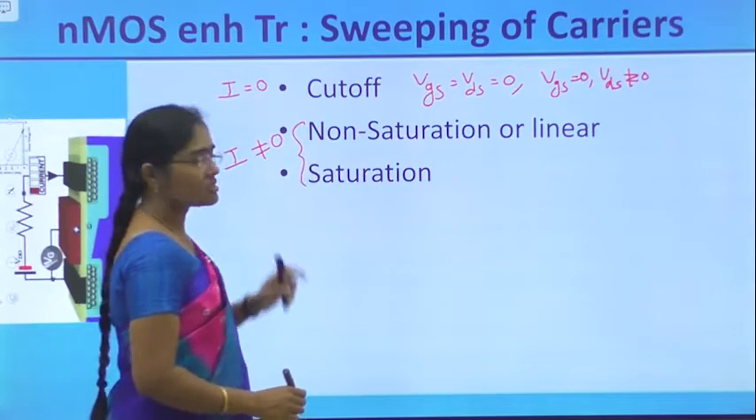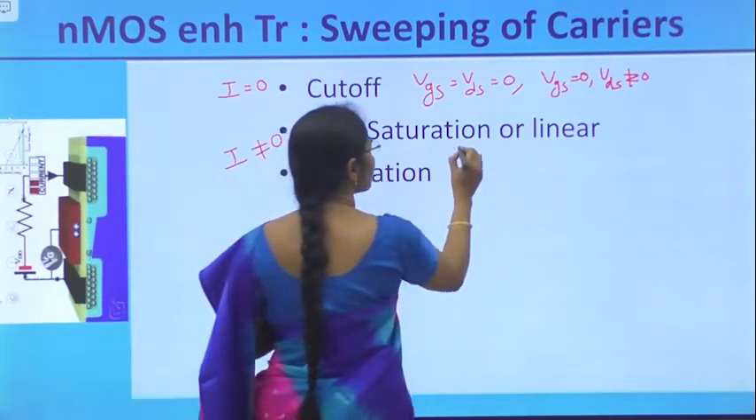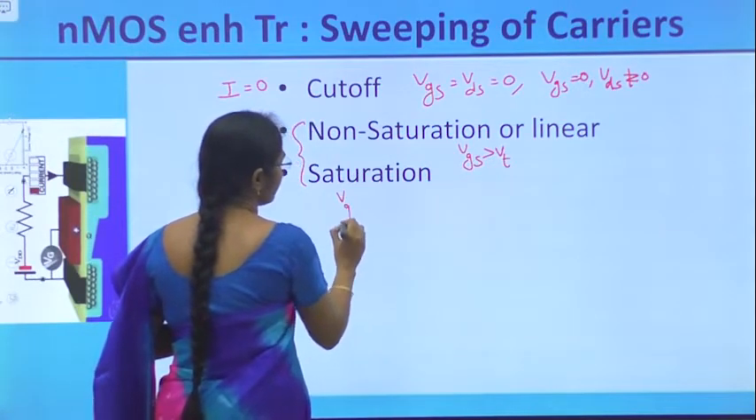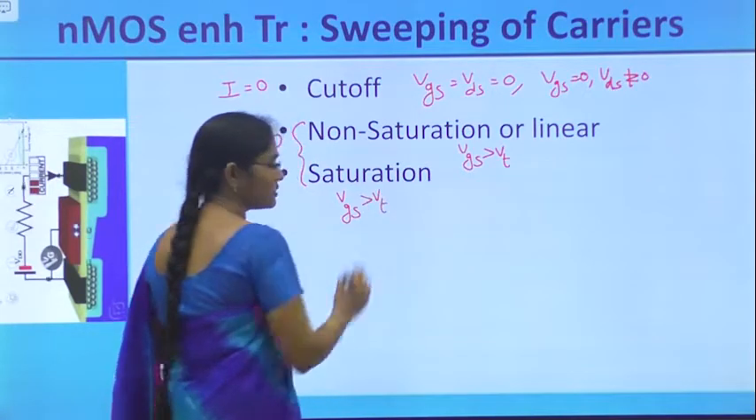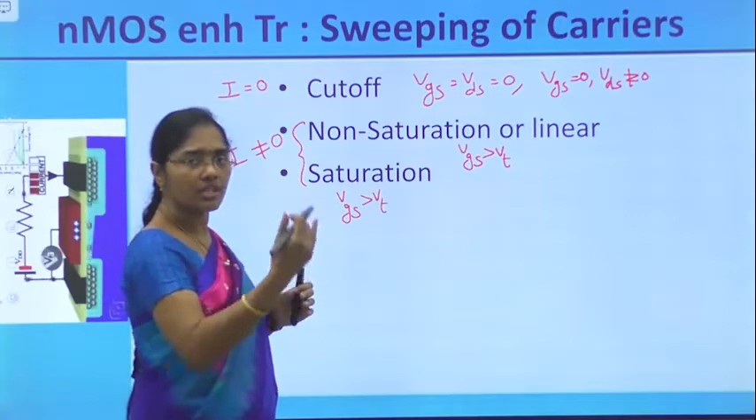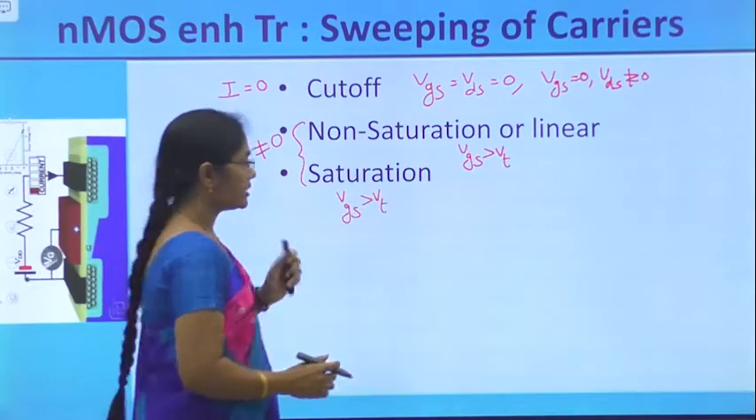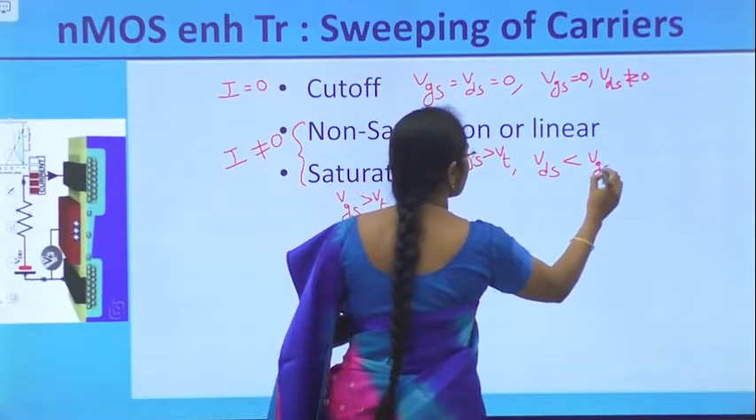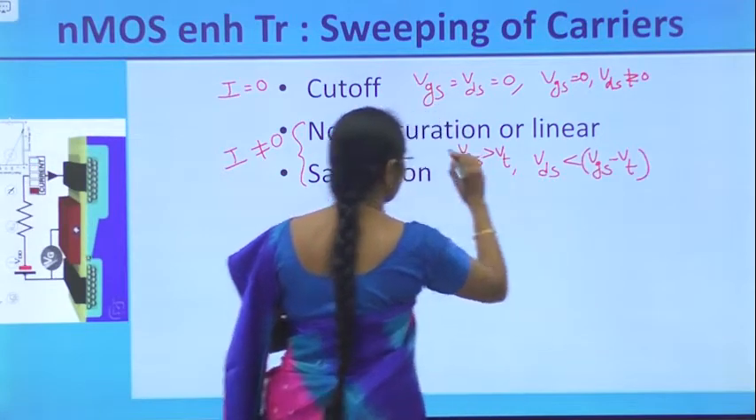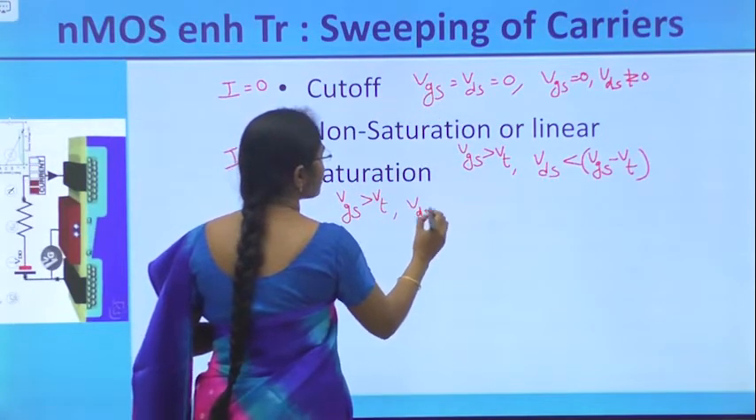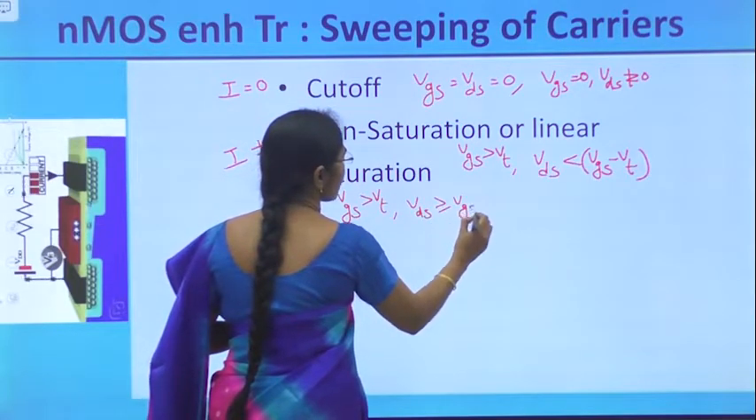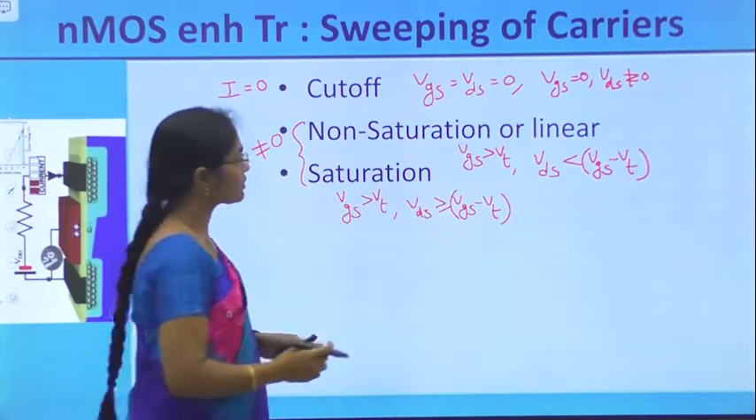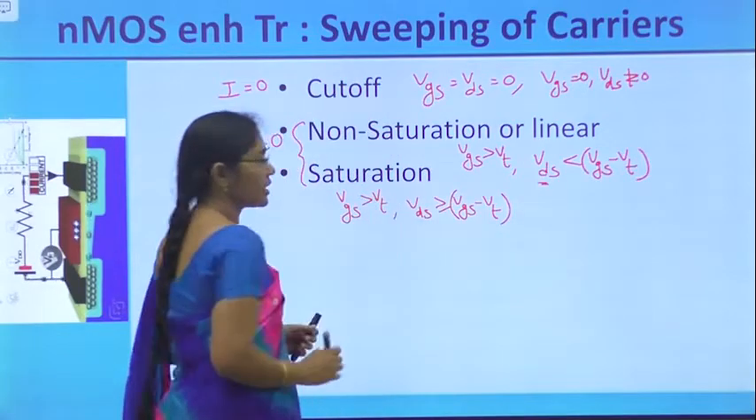For these two regions, VGS, which we have already seen in the third case, should be greater than VT. That means the transistor should be in the inversion mode for the channel creation. So the channel is created. Then, if VDS is less than VGS minus VT, it is the non-saturation region. Here, VDS is greater than or equal to VGS minus VT for the saturation region. These are the conditions for the non-saturation and saturation regions for the voltages VDS and VGS.